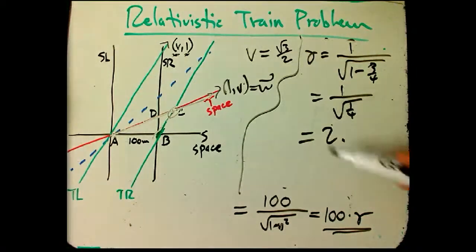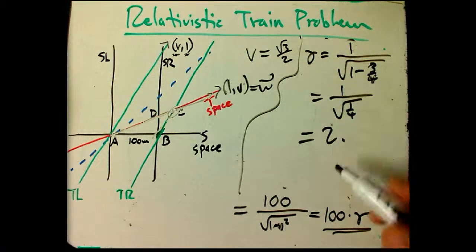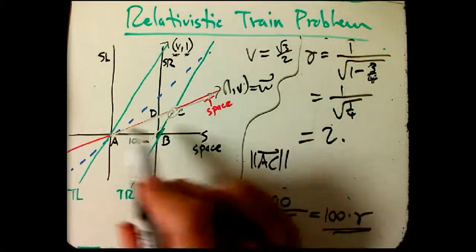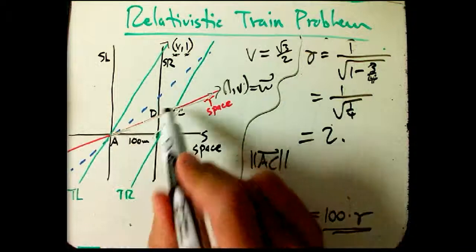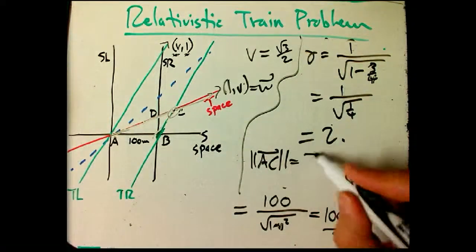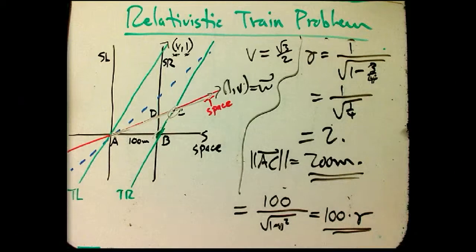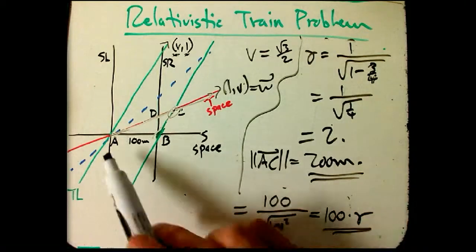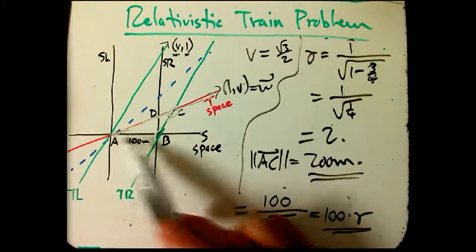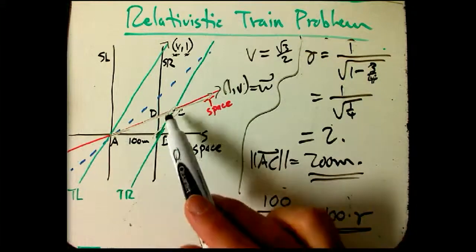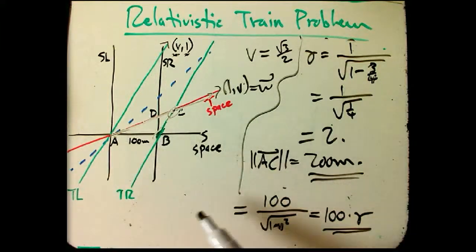Okay, so gamma is always this factor that's greater than or equal to 1, and so the magnitude of AC, which is the correct length of the train as measured by the train conductor, is 200 meters. Ta-da. So the train really is longer than the station. The station master thought it fit exactly into the station because he's incorrectly measuring that length. He's not using two simultaneous events.